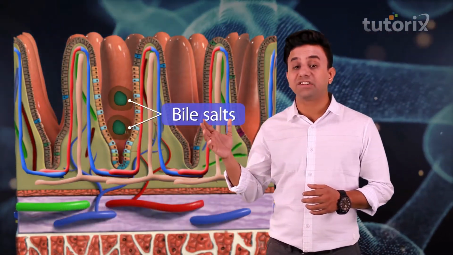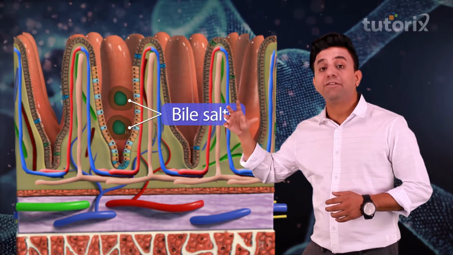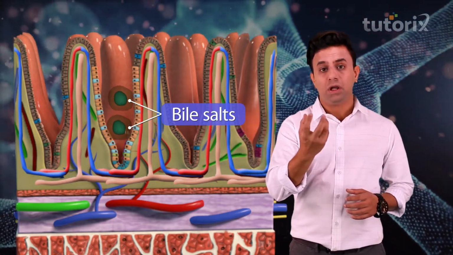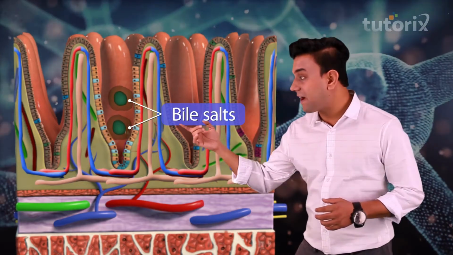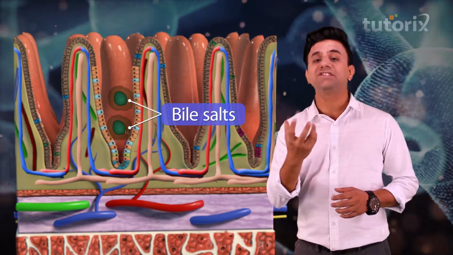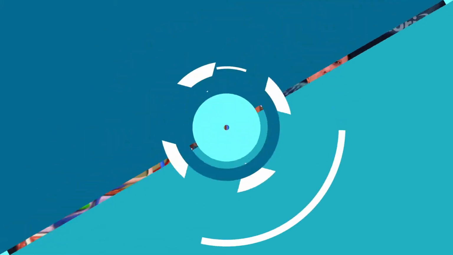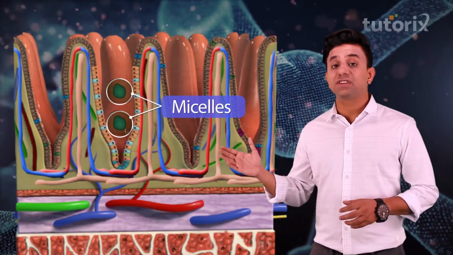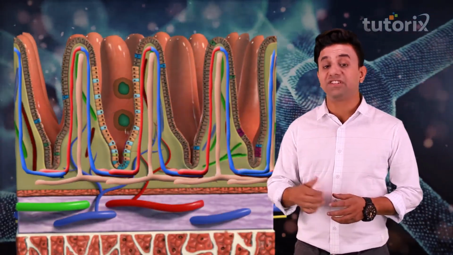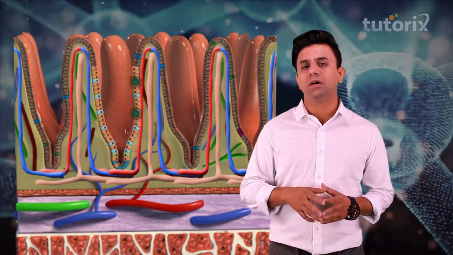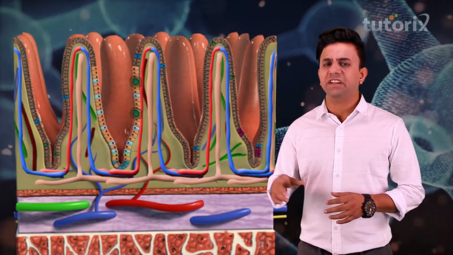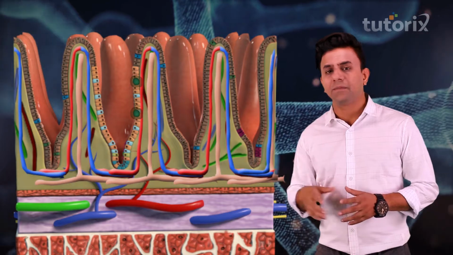The bile salts form a coating, a globule, that is a droplet, with these fatty acids and glycerol, and this droplet is known as micelles. These micelles are water soluble and hence will move inside the intestinal mucosa. So now what happens inside the intestinal mucosa?